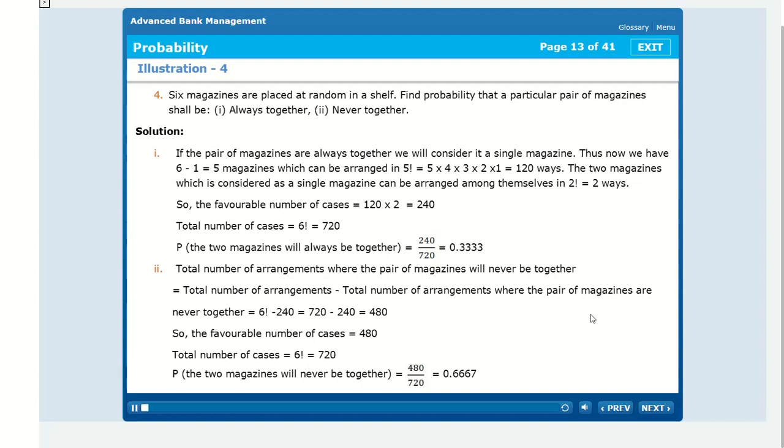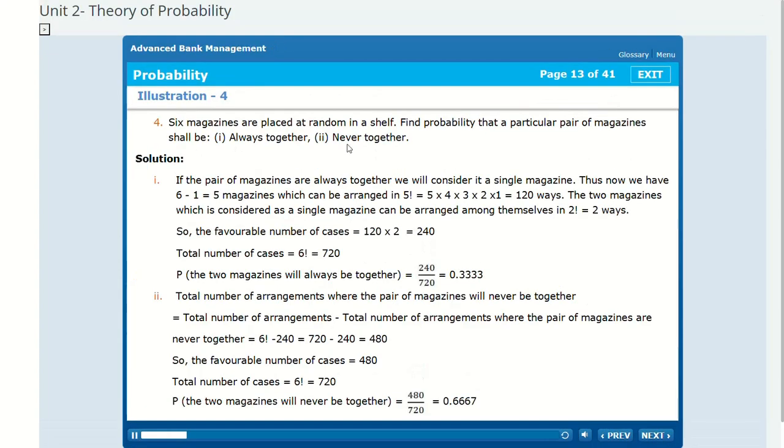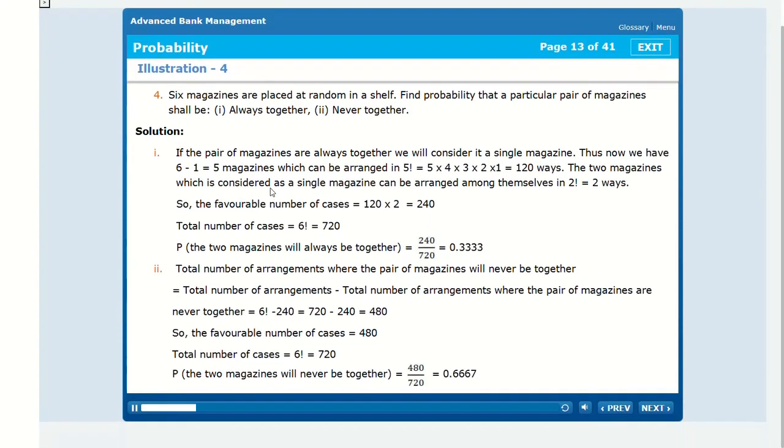Illustration 4. 6 magazines are placed at random on a shelf. Find the probability that a particular pair of magazines shall be: 1. Always together. 2. Never together. Solution. 1. Consider the pair a single magazine. Thus now we have 6 minus 1 equals 5 magazines, which can be arranged in factorial 5 equals 5 into 4 into 3 into 2 into 1 equals 120 ways.